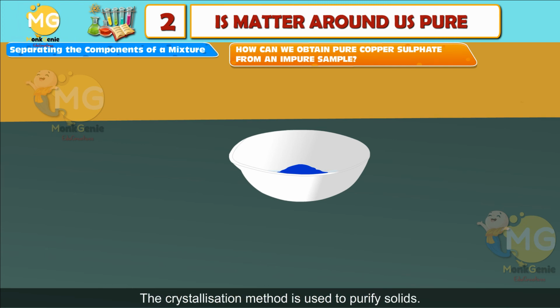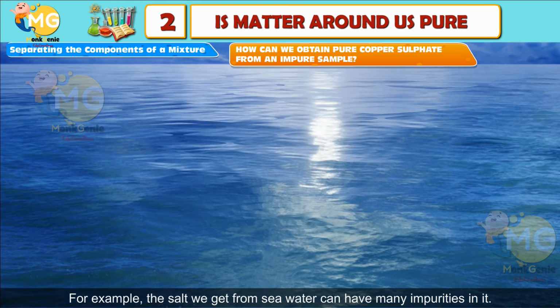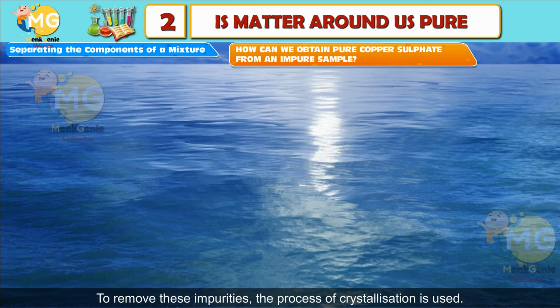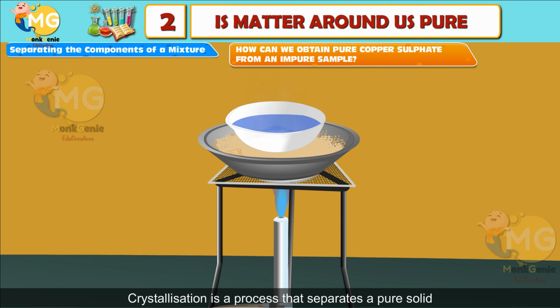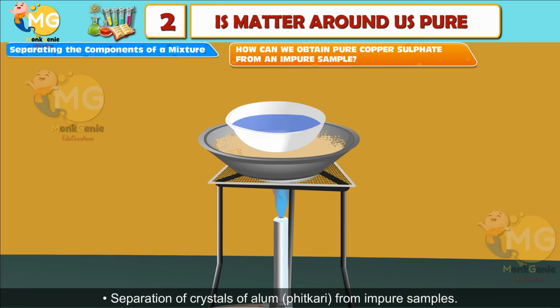The crystallization method is used to purify solids. For example, the salt we get from seawater can have many impurities in it. To remove these impurities, the process of crystallization is used. Crystallization is a process that separates a pure solid in the form of its crystals from a solution. Applications: purification of salt that we get from seawater, separation of crystals of alum, fitkari, from impure samples.